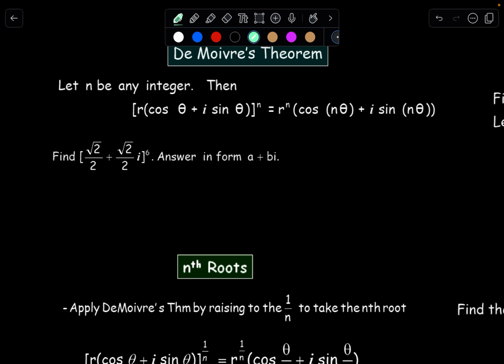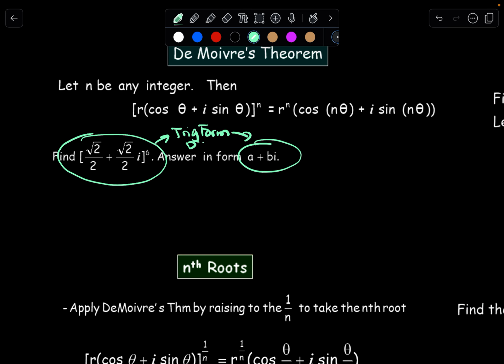So how does this work? It says find root 2 over 2 plus root 2 over 2i raised to the 6th power. Answer in form a plus bi. So in this case, we're starting in rectangular, and then we have to go back to rectangular. But the intermediate step is that we have to convert to trig form in order to use DeMoivre's theorem, okay? So sometimes you have to change forms twice, depending on what the question is asking you to do.